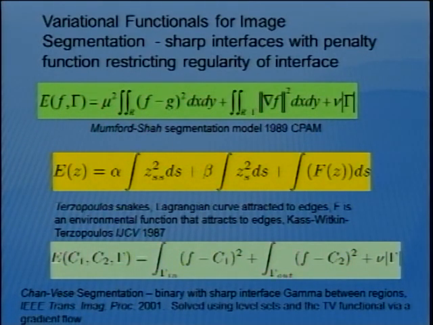And I imagine that I'm looking for a solution that is smooth in most of the domain, but not where I have an edge. So gamma is the edge. I want to find this edge.